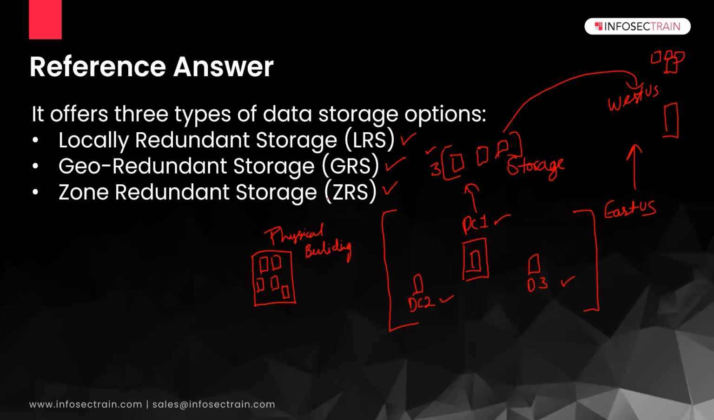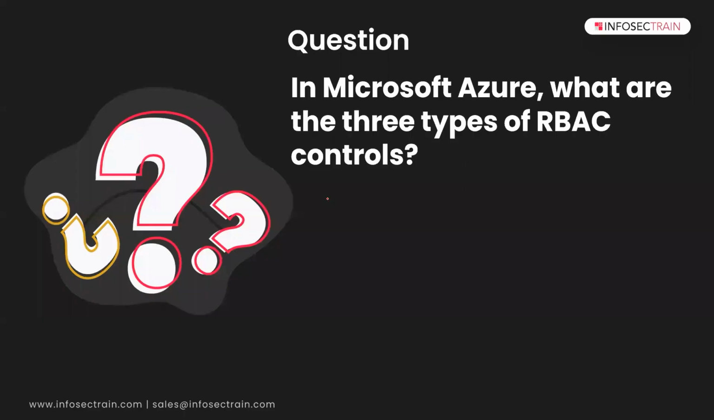Okay, so let's move on to another question. Now in Microsoft Azure, what are the 3 types of RBAC controls? Role-based access controls. The guys who are familiar with roles and AD identity information will find it very easy, right?